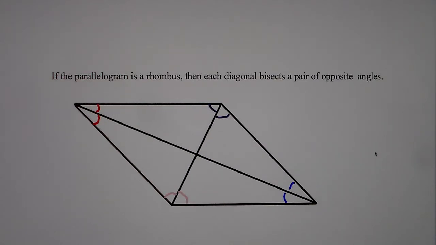The second part of it is, if a parallelogram is a rhombus, then each diagonal bisects a pair of opposite angles. So this diagonal bisects the angles. So this red angle is equal to that red angle, this purple is equal to that purple, blue is equal to blue, pink is equal to pink.